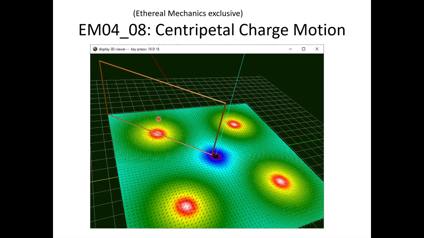Then in video 8, we show the centripetal charge motion. Okay, and what you see here is you see the EGX, the electrogravitic experiment, where at the corners we see a force, which is the force of the charges accelerating around the corners of the wire.